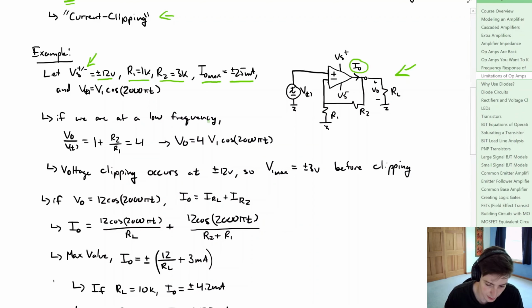Now let's say our input voltage is a function of T, and that's going to be equal to V1 cosine 2000 pi times T. Now if we're at a low enough frequency that in our Bode plot, we're on that horizontal line that we talked about in the last video, what we would see is that the output voltage divided by our source voltage, Vt, is equal to 4. So we could say that our output voltage is equal to 4 times V1 cosine of 2000 pi T.